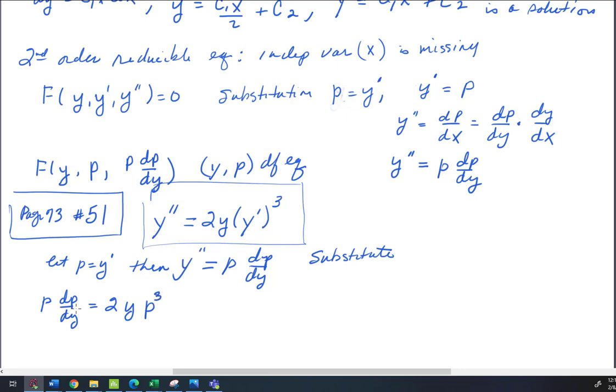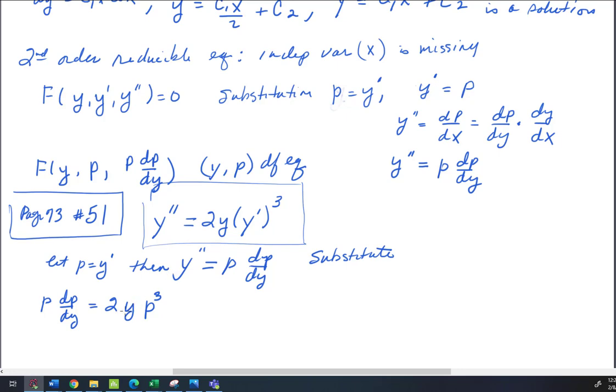So here is a differential equation. I recognize it as such because it's got a dp dy in it. That's a first order differential equation, and it's in the independent variable y and the dependent variable p. So maybe we can use the techniques we already know to solve this equation.